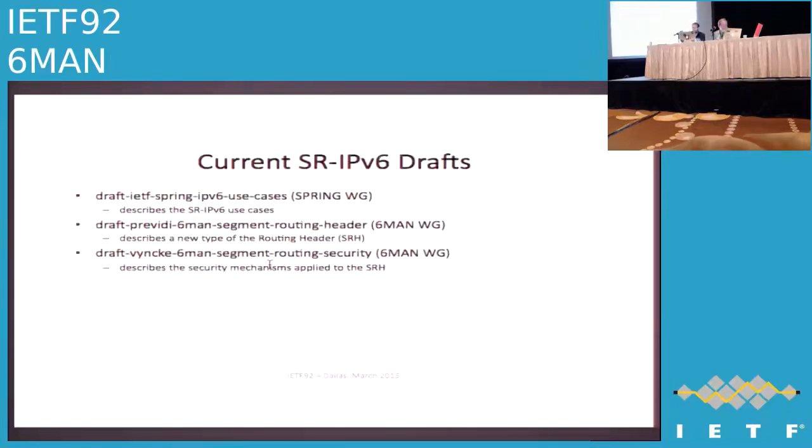So we have three drafts that are submitted in two different groups, Spring for the use cases, and 6man for the segment routing header and the security of the segment routing header. This is a discussion that is ongoing with the chairs. Maybe we should find a single home for all those drafts or keep them in different groups. This is something that needs to be sorted out. But still, the content of those drafts is worth reading. Next slide, please.